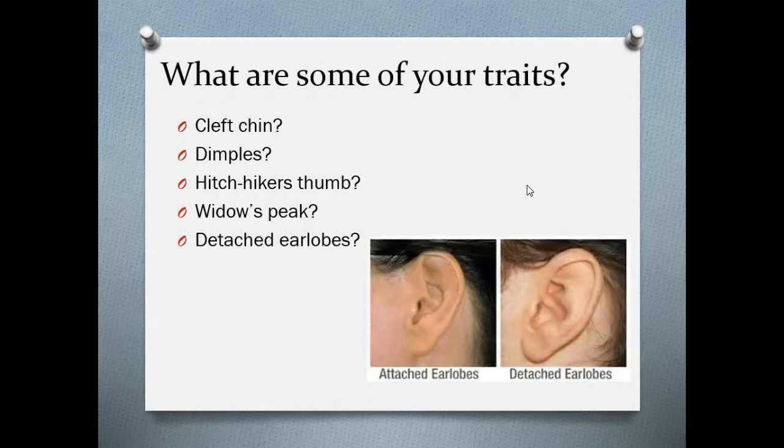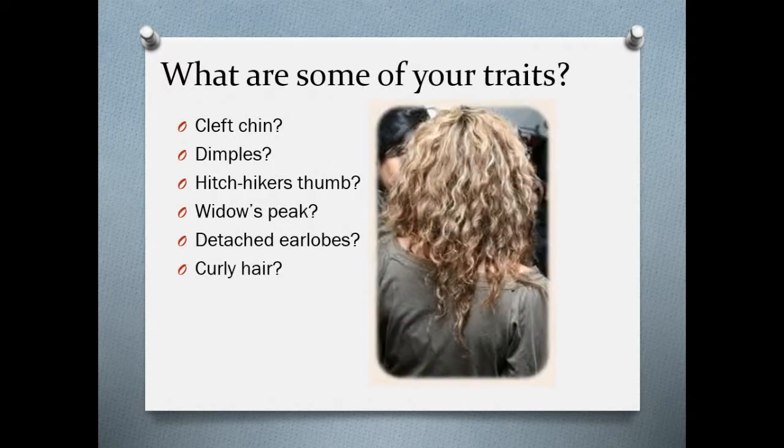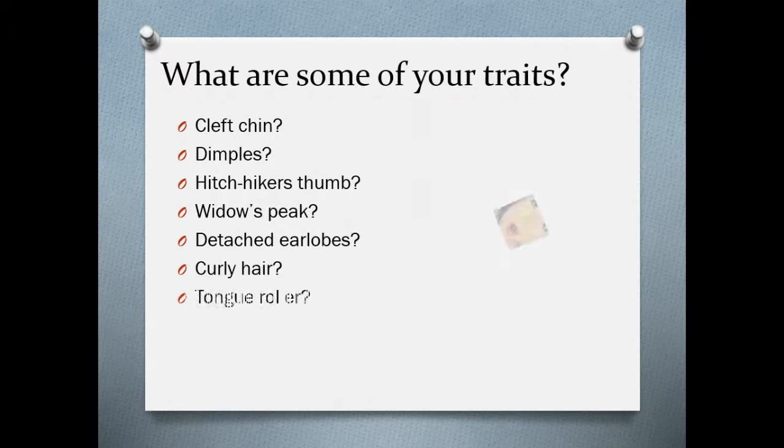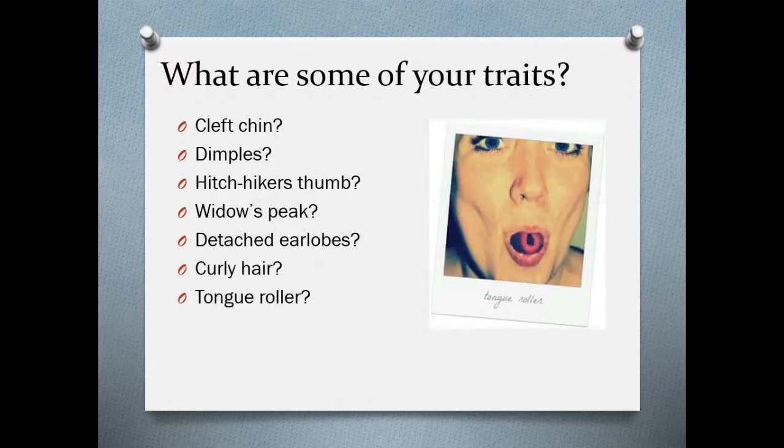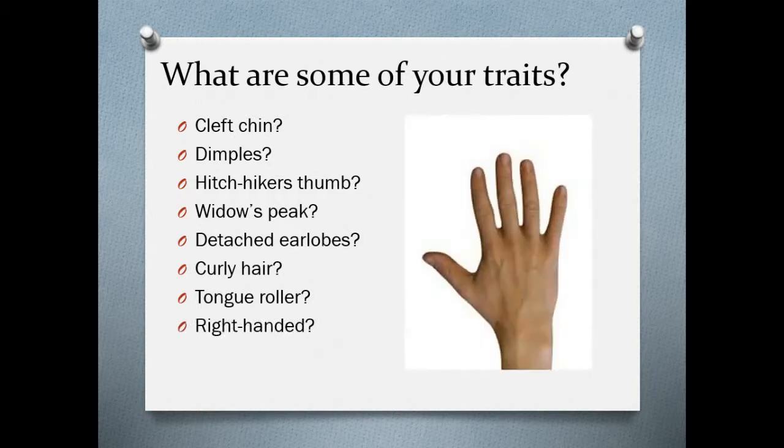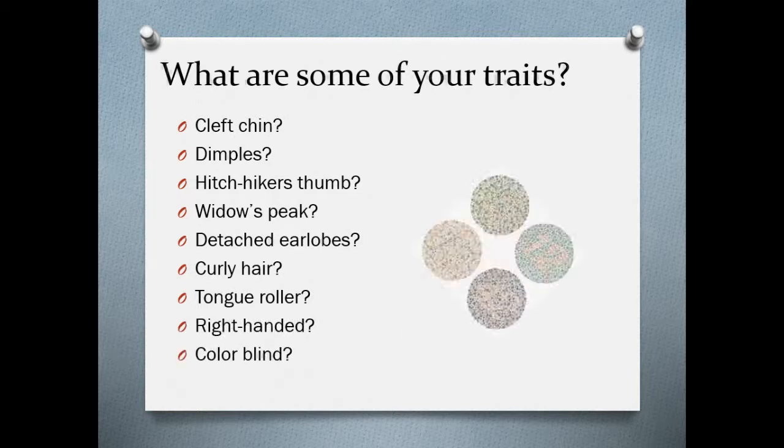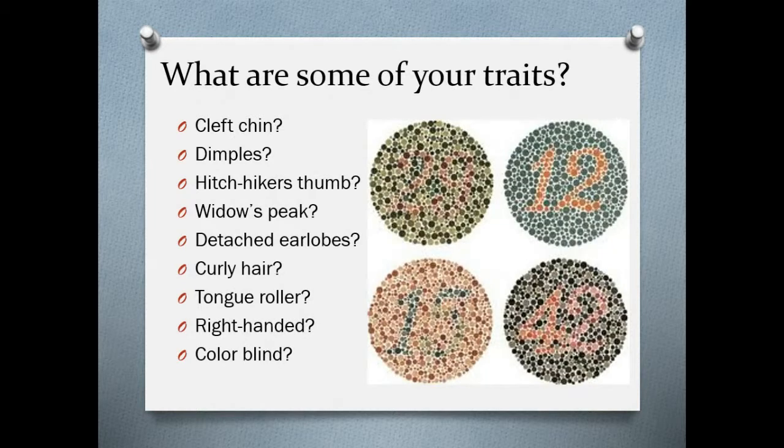Do you have attached or detached earlobes? It has to do with where the earlobe attaches to the side of your head. This is an attached earlobe, and if it kind of scoops up first before it goes back, or before the skin attaches, that's a detached earlobe. Do you have curly hair? Can you roll your tongue? Are you right-handed? Or are you colorblind?